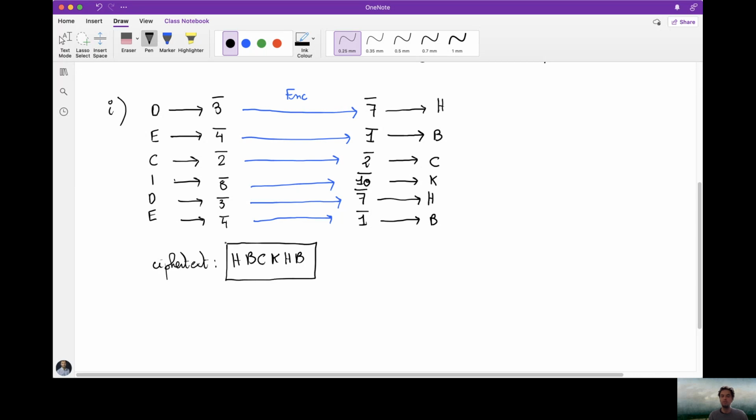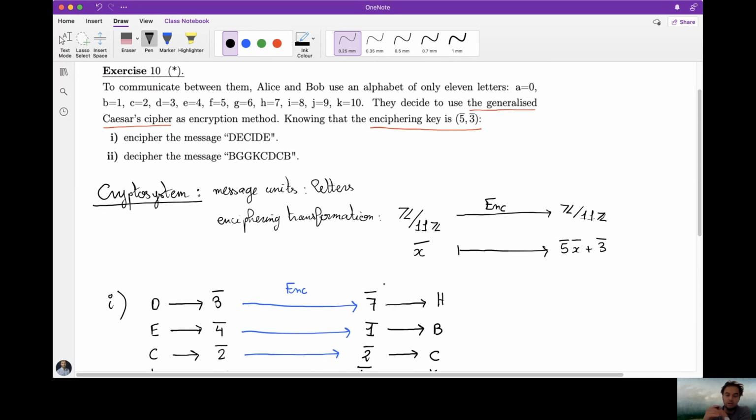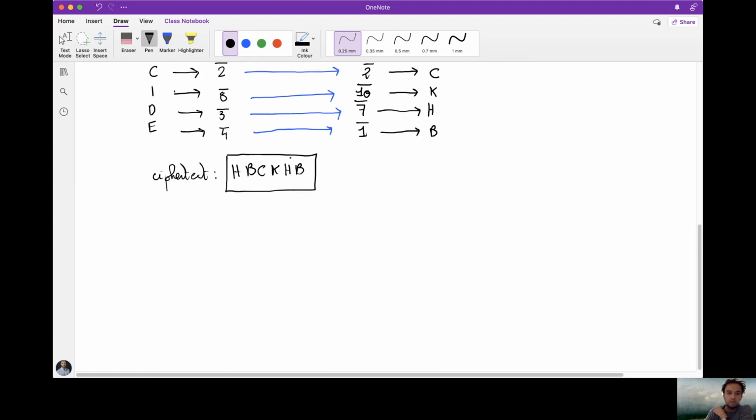That was how to cipher using this generalized Caesar cipher. Now, question 2. So again, you can pause the video here and try to solve question 2, now that you have seen how to solve the first question, and then resume the video. So now we need to decipher the message BGGKCDCB.